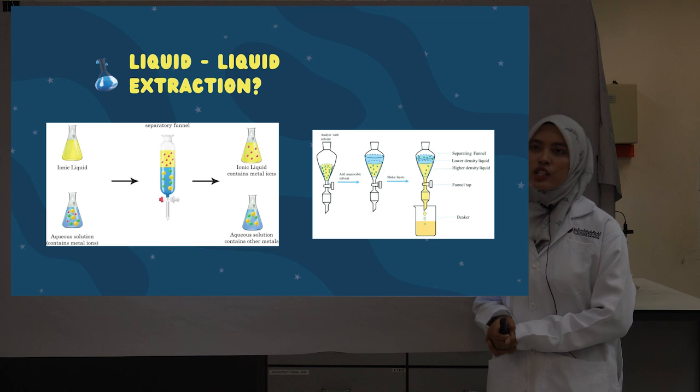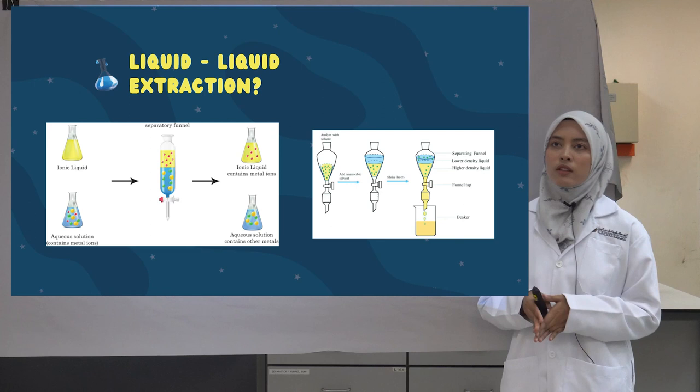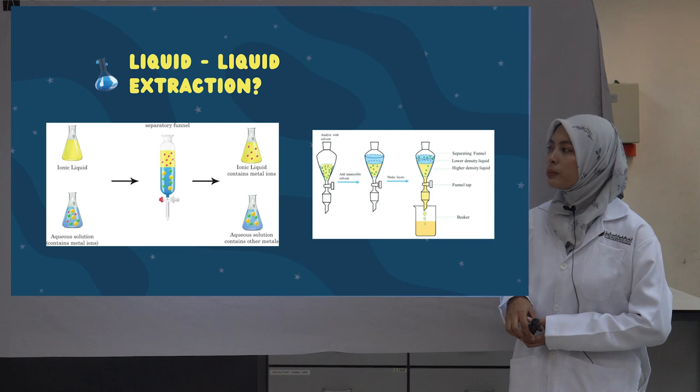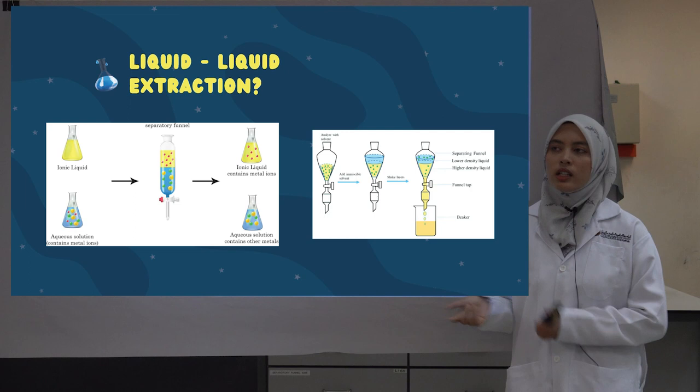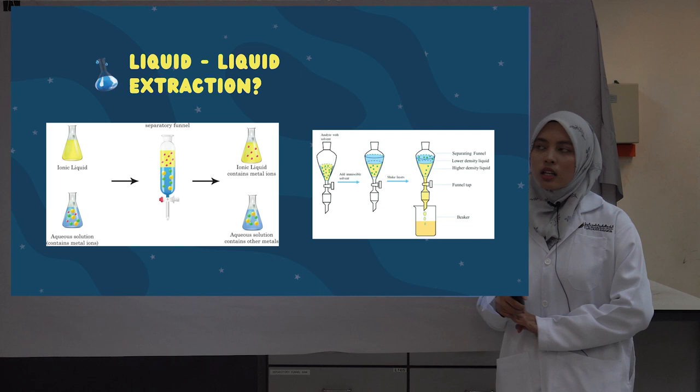Liquid extraction relies on the principle of differential solubility, where different compounds and elements will dissolve preferentially into one of the immiscible liquid phases. By adjusting conditions such as pH and temperature and using the appropriate solvent, specific components can be extracted selectively.